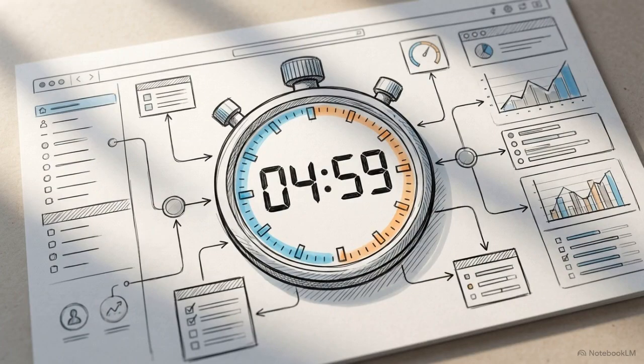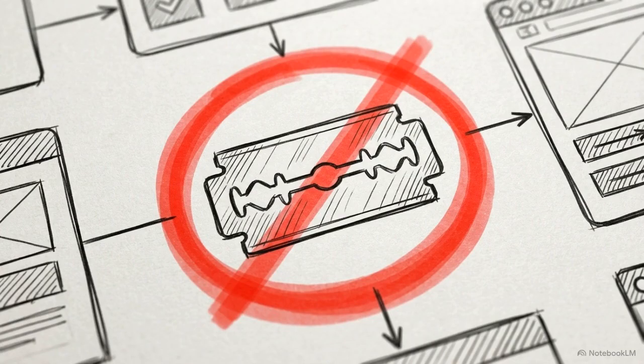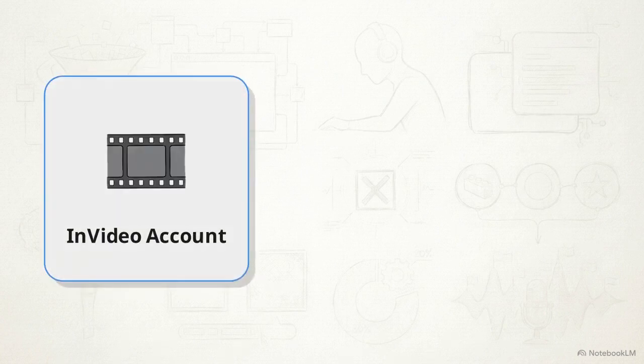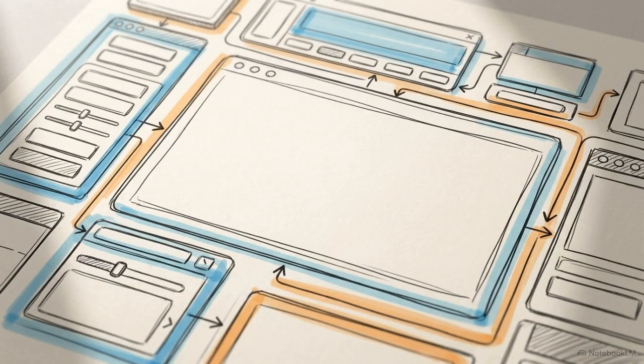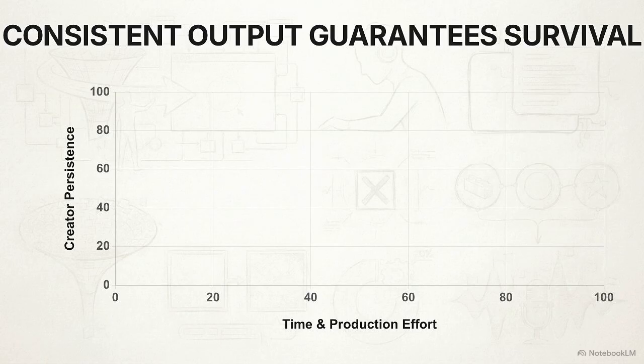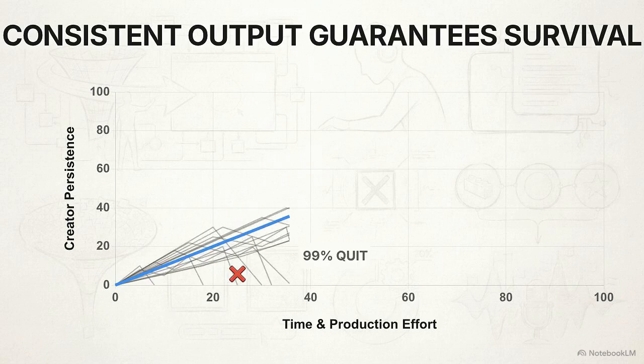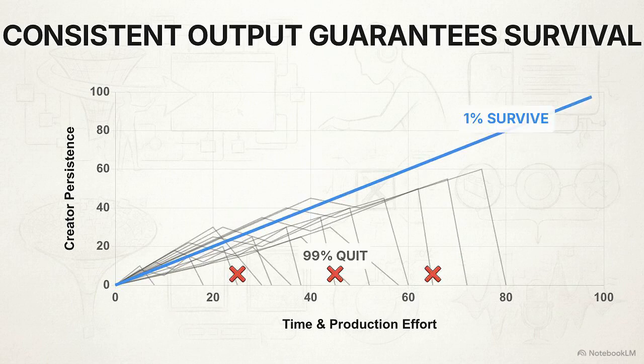We are going to bypass that timeline entirely. I will show you how to generate a fully finished animated video in under 5 minutes without ever making a manual cut. To execute this, you only need 2 things: an active NVIDIA account and a basic concept for your topic. By removing the manual production phase from your workflow, you maintain the consistent output required to survive on a platform where almost everyone else quits.